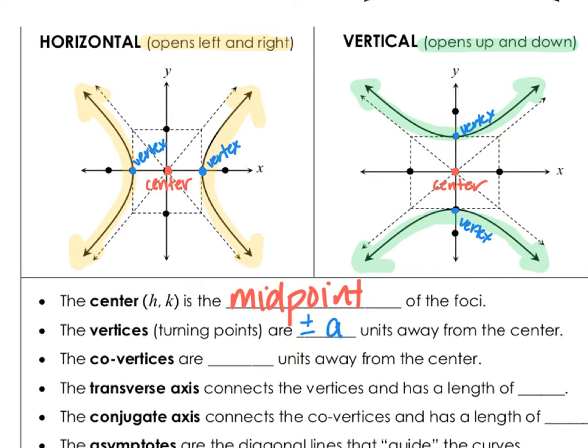Co-vertices are a little bit tougher to find, and we'll talk more about those later. However, we have them conveniently marked for us on these diagrams. So our co-vertices are here and here, and they are plus or minus b units away from the center. I hope you're noticing that we're using the same letters that we used when we talked about the ellipses. And we're also using the same labels.